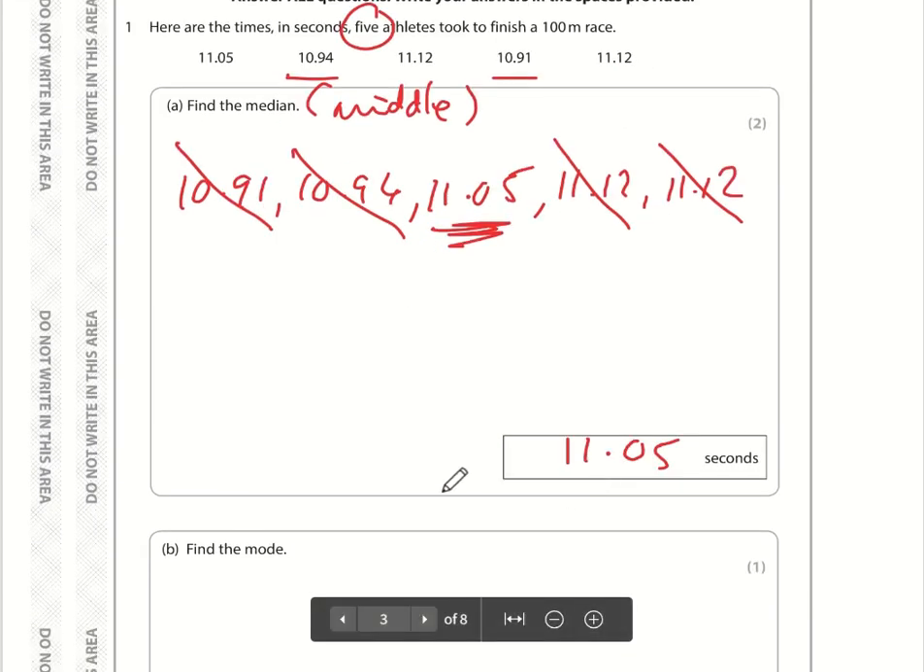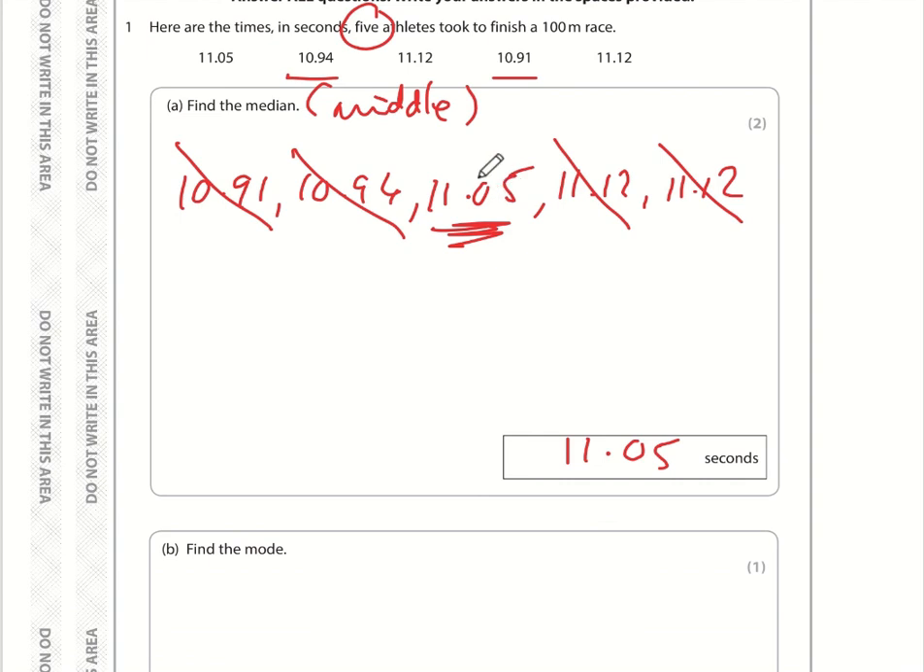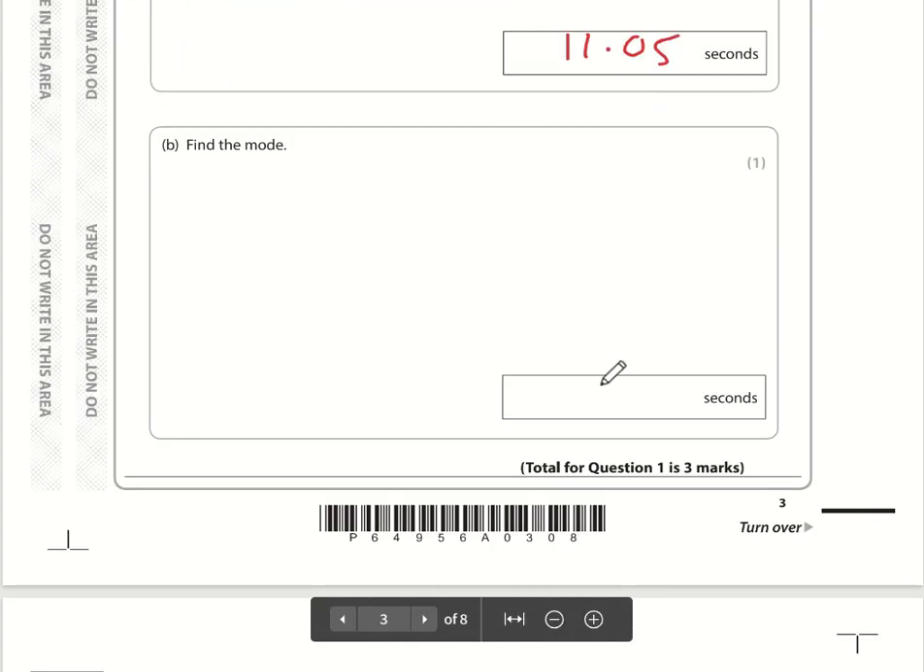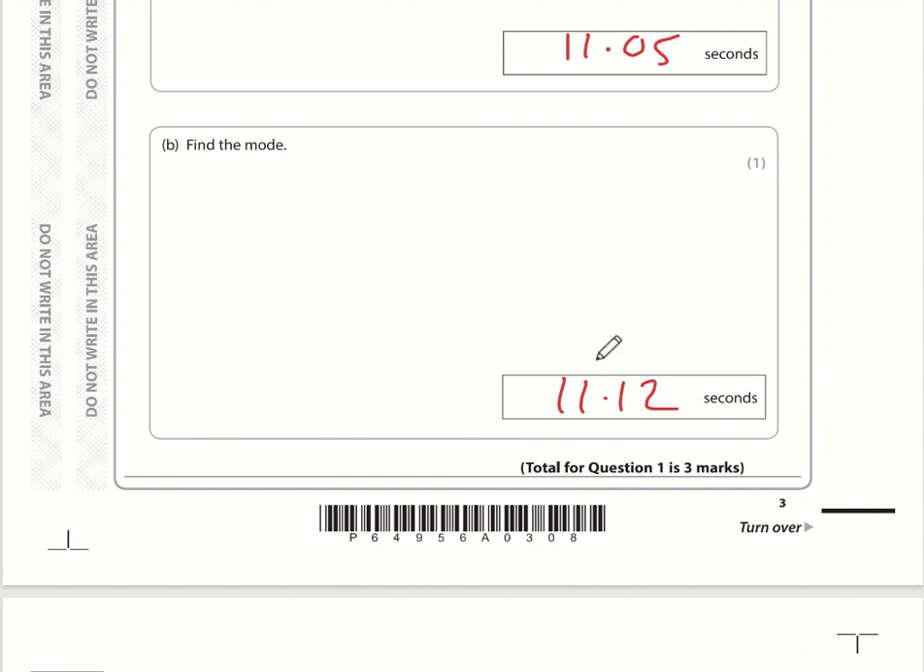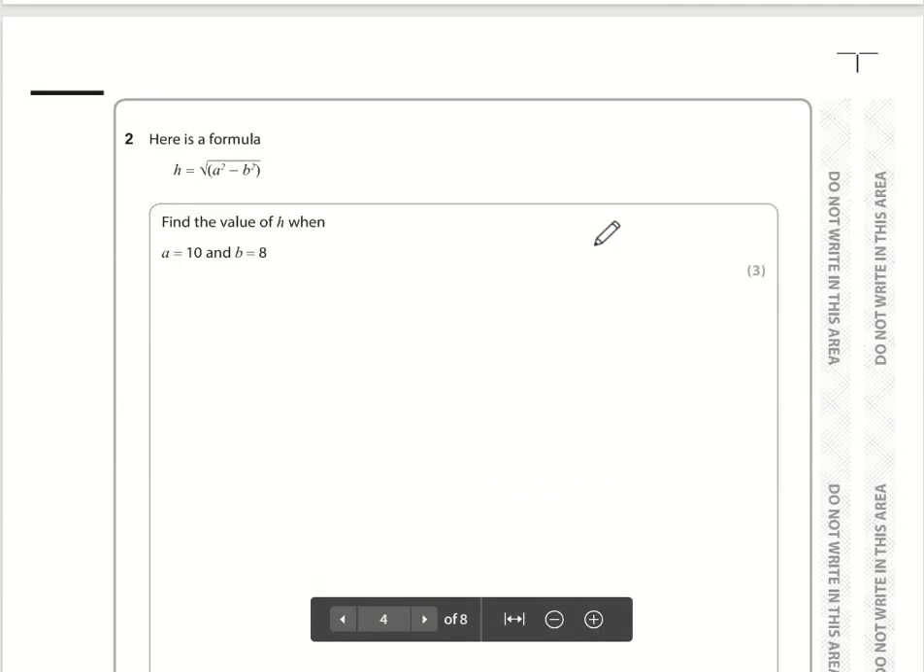Now the mode is the most frequently occurring value. Well, there's only one value that appears more than once, and that is 11.12. So 11.12 is the most frequently occurring, so therefore 11.12 is the mode. So the mode is normally pretty easy to work out, whereas the median requires a little bit of effort.